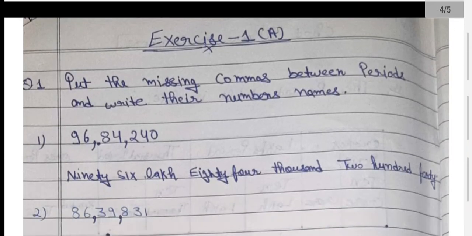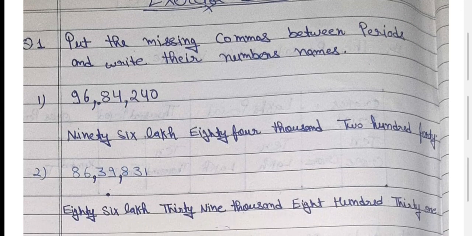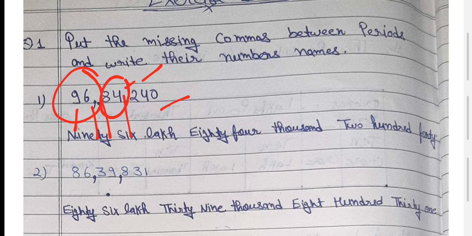So your first question is, put the missing commas between the periods. So the first comma will be after three digits from the back side, then the second after two digits, and so on. So first you write the commas. Okay. Now what is the name? Now count the name. It is 1, 10, 100, 1000, 10,000, lakh, 10 lakh. It means 96 lakh 84,240. It is the name.